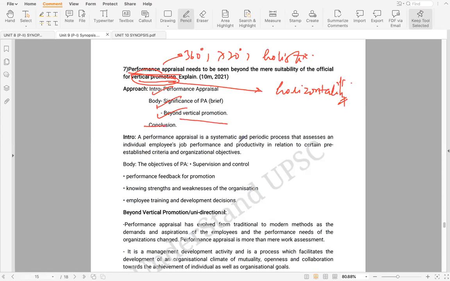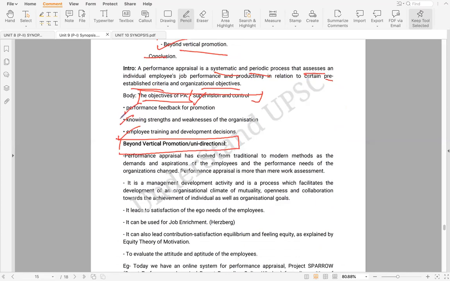A performance appraisal is a systematic and periodic process that assesses an individual employee's job performance and productivity in relation to certain pre-established criteria and organizational objectives. The objectives of performance appraisal would be supervision and control, performance feedback, knowing the strengths and weaknesses, employee training, and developmental decisions. We have to move beyond vertical promotion, beyond the unidirectionality. Performance appraisal has evolved from traditional to modern methods as the demands and aspirations of the employees and performance needs of the organization changed.